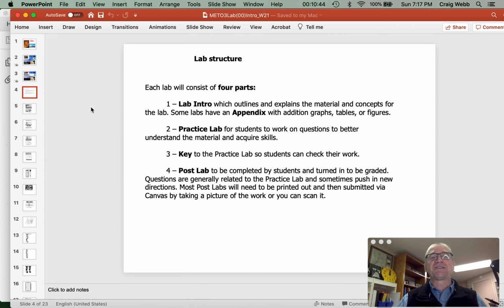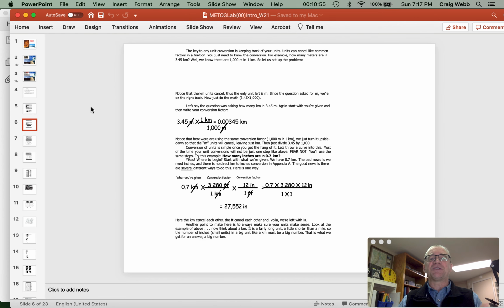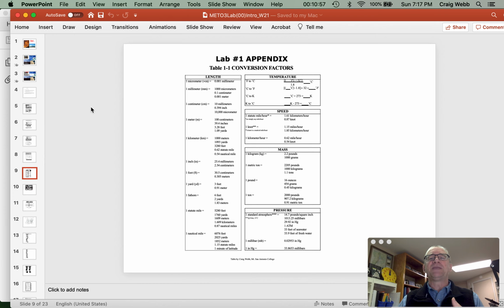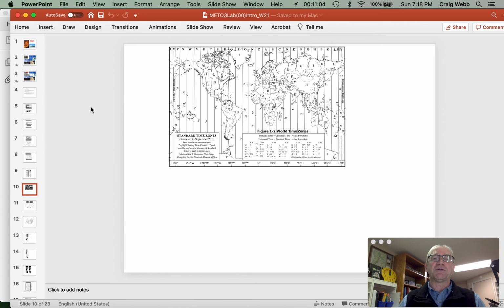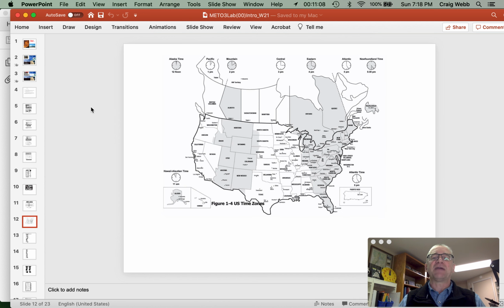So those are the 4 parts. This is the first lab right here. Introduction to measurements, unit, location, and time. And this is the intro to it. Just tells a little bit about what we're going to be doing. Here's some parts of the appendix to this lab, some of the diagrams and tables we'll be using. Time zone map, for example. This is latitude and longitude diagram. This is the time zones of the United States.